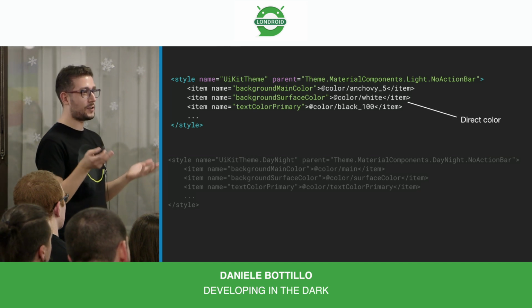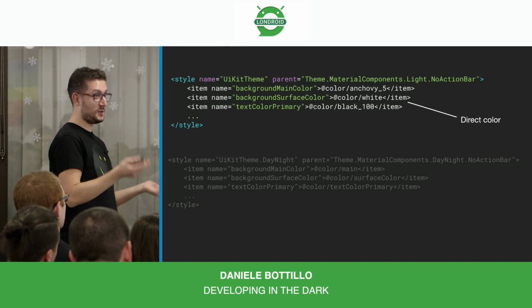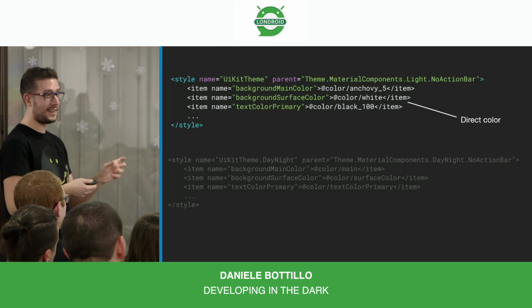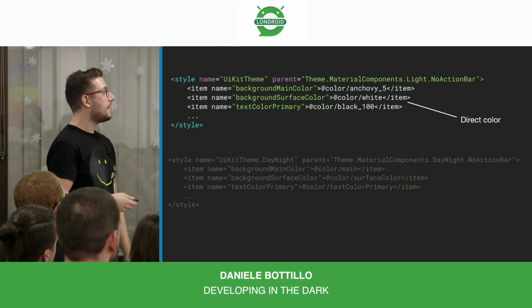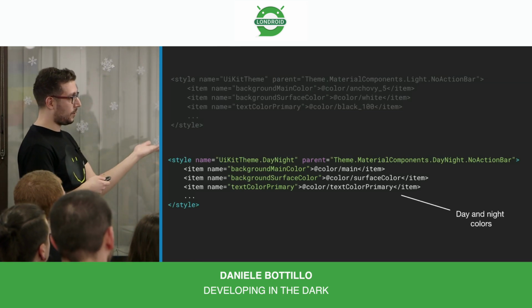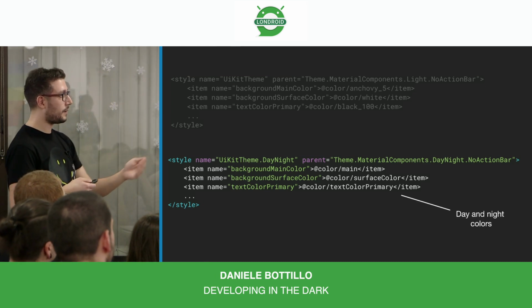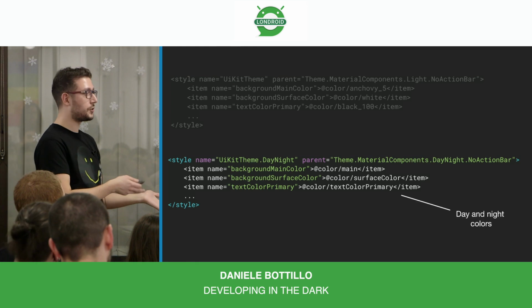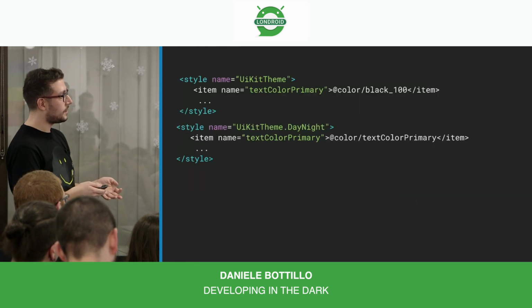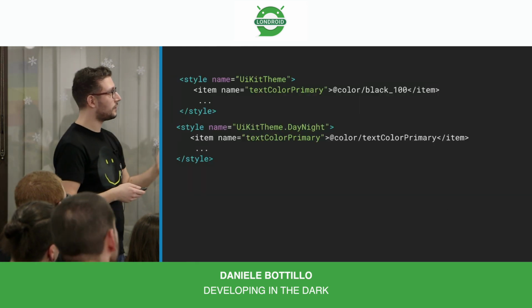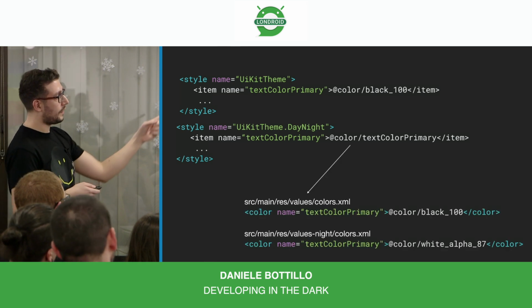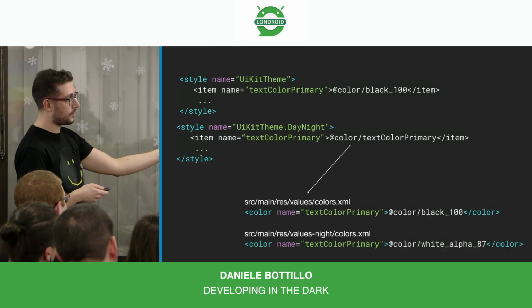So here we are actually doing the thing that I said earlier you shouldn't be doing, which is that you should put black as a color for the attributes. And then for our day-night theme, we actually reference a color, which is text color primary, which then will have a normal version and a night version. So just zooming in on those two attributes, the text color primary will reference two different colors.